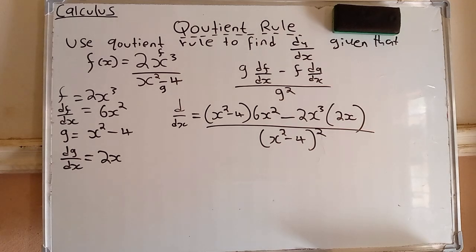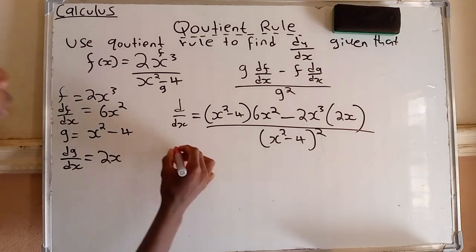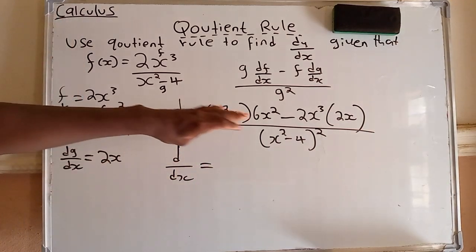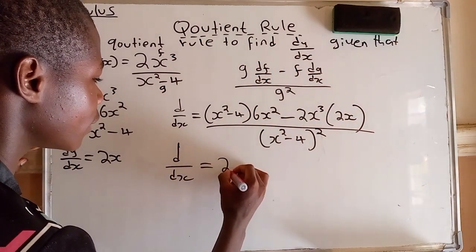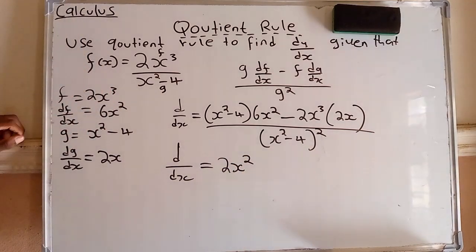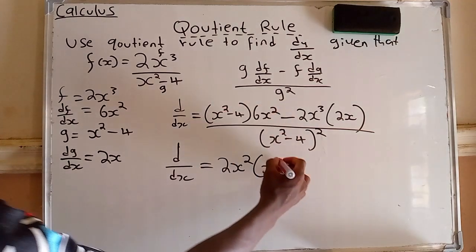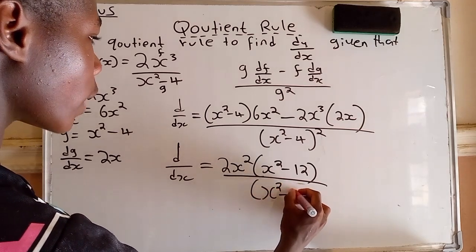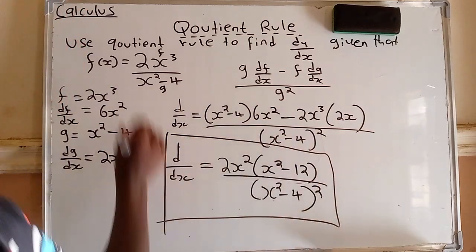So how can we simplify and factorize the final solution of this question? If we factorize and simplify the numerator, we end up with 2x squared times the bracket x squared minus 12, over x squared minus 4, squared. So this is the final solution of this problem.